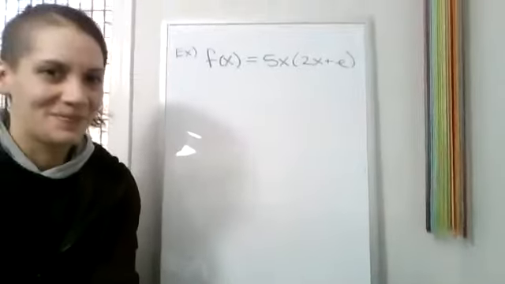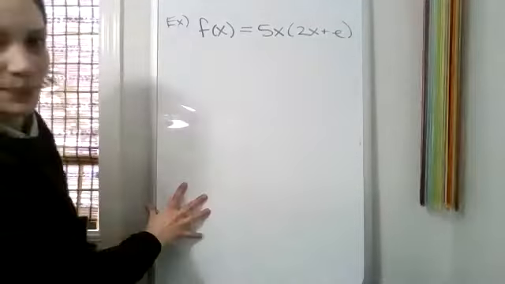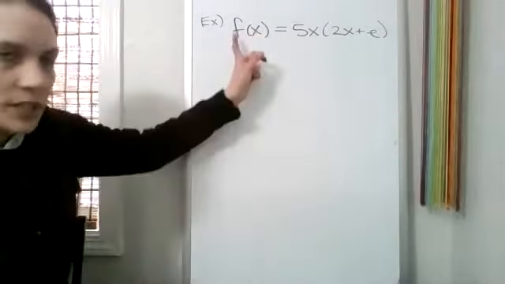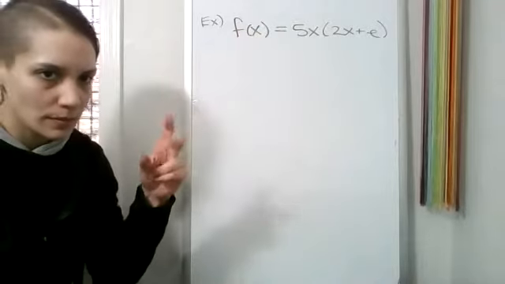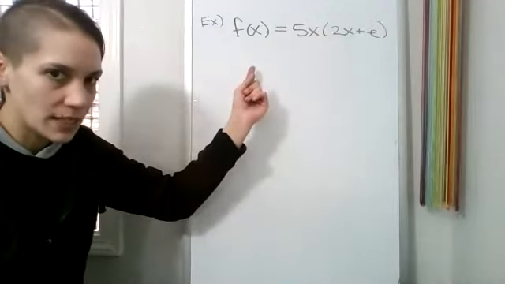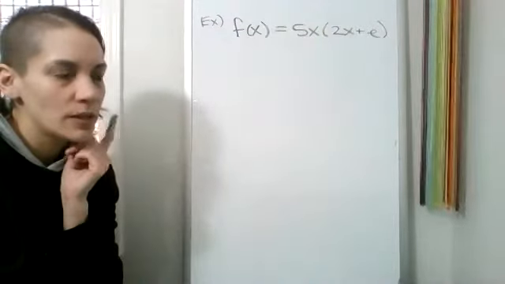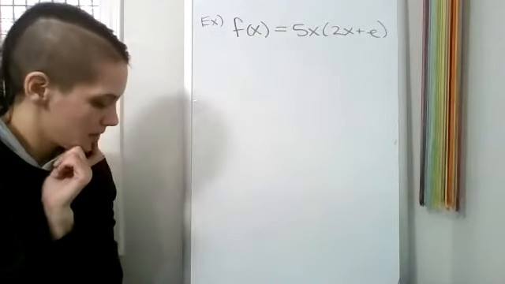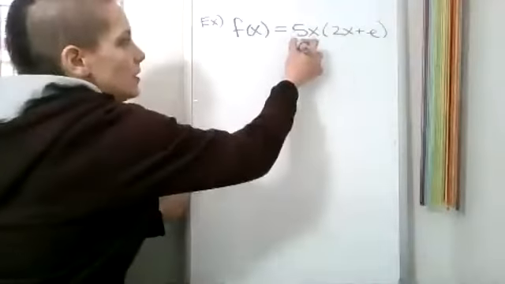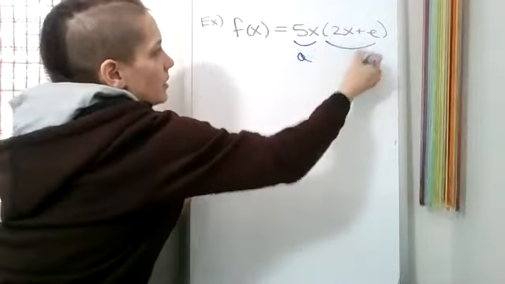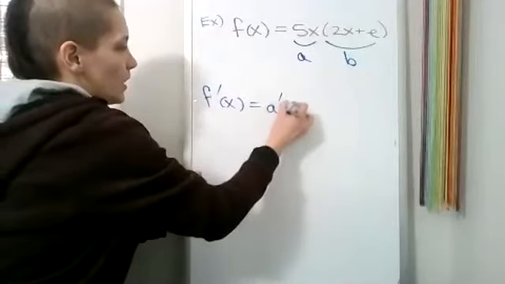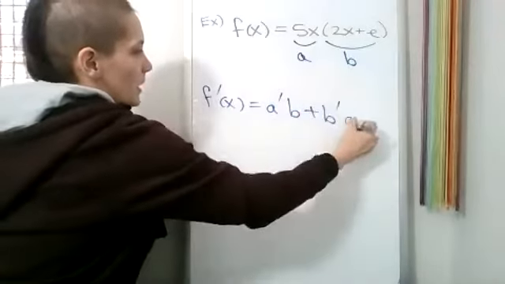Usually we do call functions f, so you can still call it f and g, even though you already have an f sitting there. Or we can use something else. Let's just do a and b. The derivative would be a prime b plus b prime a.